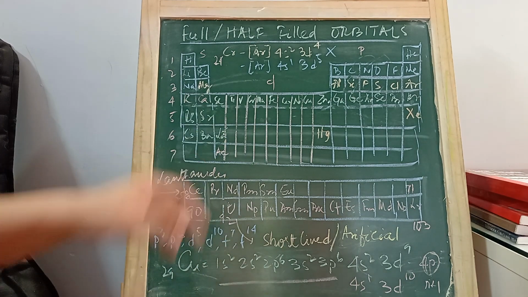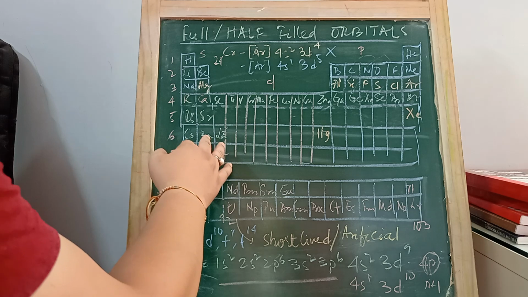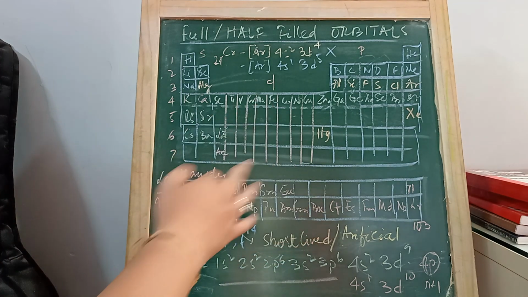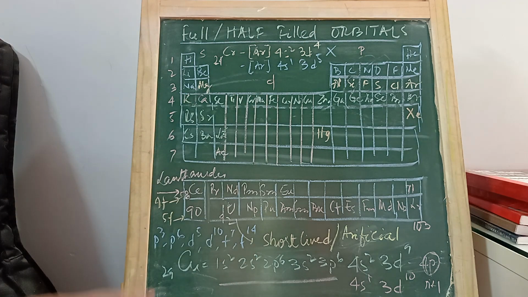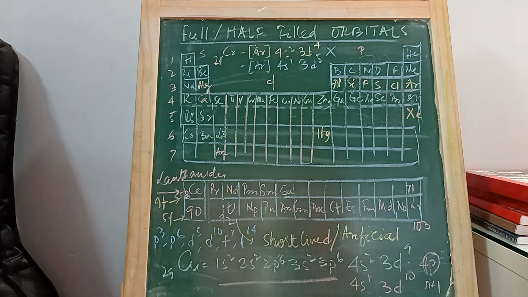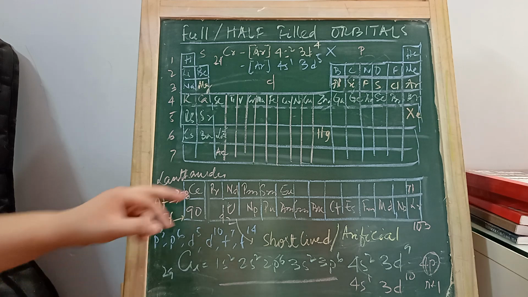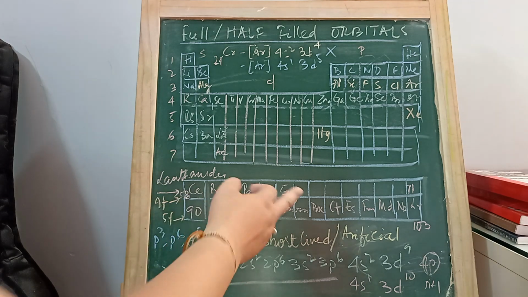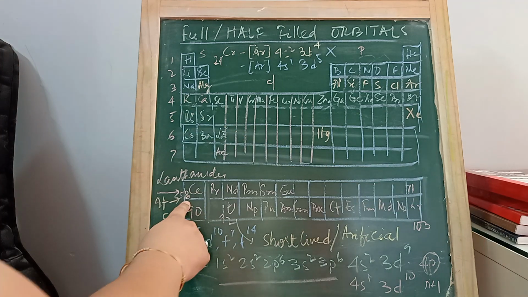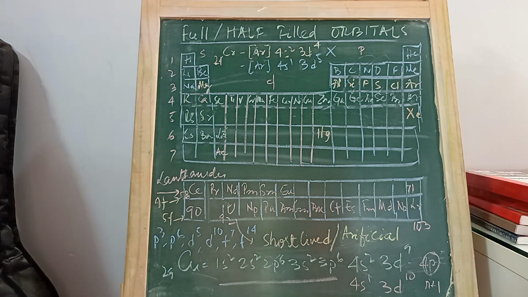Then comes the lanthanides. After 6s, it would be 5d, but before filling up 5d, there is one more group of elements which needs to be filled, called the 4f elements. Those are called lanthanides because they come just after lanthanum, such as cerium and promethium. The elements from atomic number 58 to 71 are called lanthanides, in which the 4f orbitals are filled up.